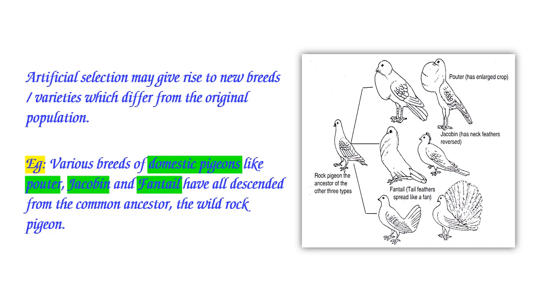The diagrams or photographs of those pigeons are given here. So this is the wild rock pigeon. From this wild rock pigeon, the remaining ones developed. In the Porter, the crop region is enlarged. In the Jacobin, the neck feathers are reversed. And in the Fantail, the tail feathers spread like a fan. So all these three types are developed from this common ancestor, the wild rock pigeon.